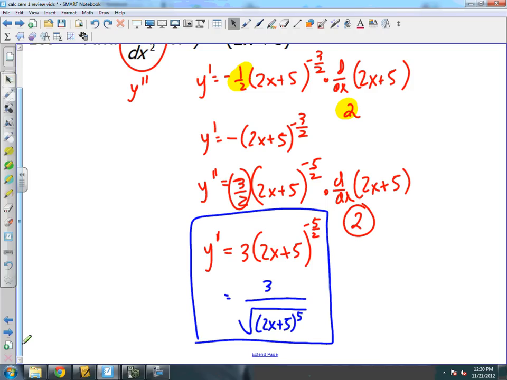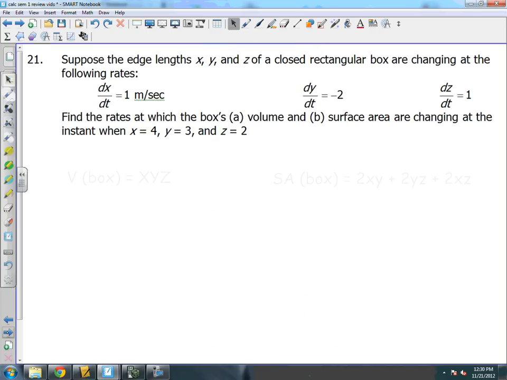So just a couple tips there, making sure you use the chain rule and do all those things. All right, now we get into these questions where it's related rates. So with this question and with the next one, I'm going to look at 23. The idea is that you need to find out how to relate the rates. So essentially, it says find the rates at which the box's volume and surface area are changing at the instant when x is 4, y is 3, and z is 2.